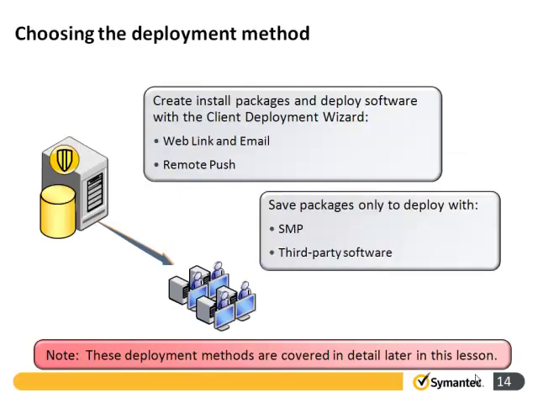Choosing the deployment method. So we now need to decide how we're going to deploy these packages out to the clients. We need to create those install packages and deploy the software, and here we could use the client deployment wizard. That's the easiest and recommended method. We can choose the web link and email or the remote push. The web link and email option will mean the local user, the primary computer user, would have to select the link in the email, and they would need to have admin rights on their system to install.